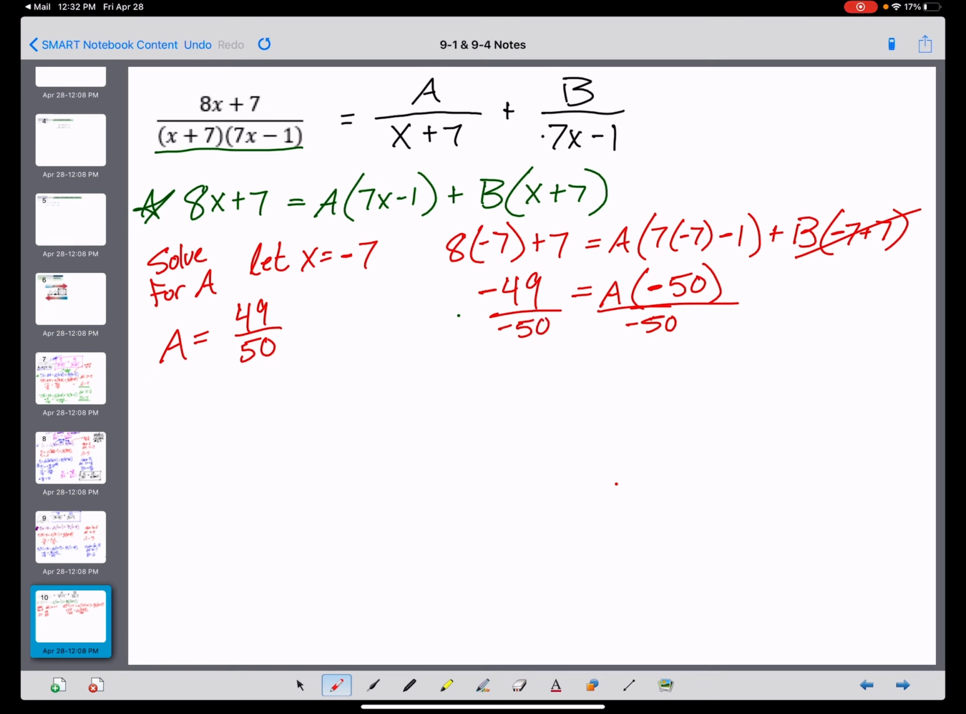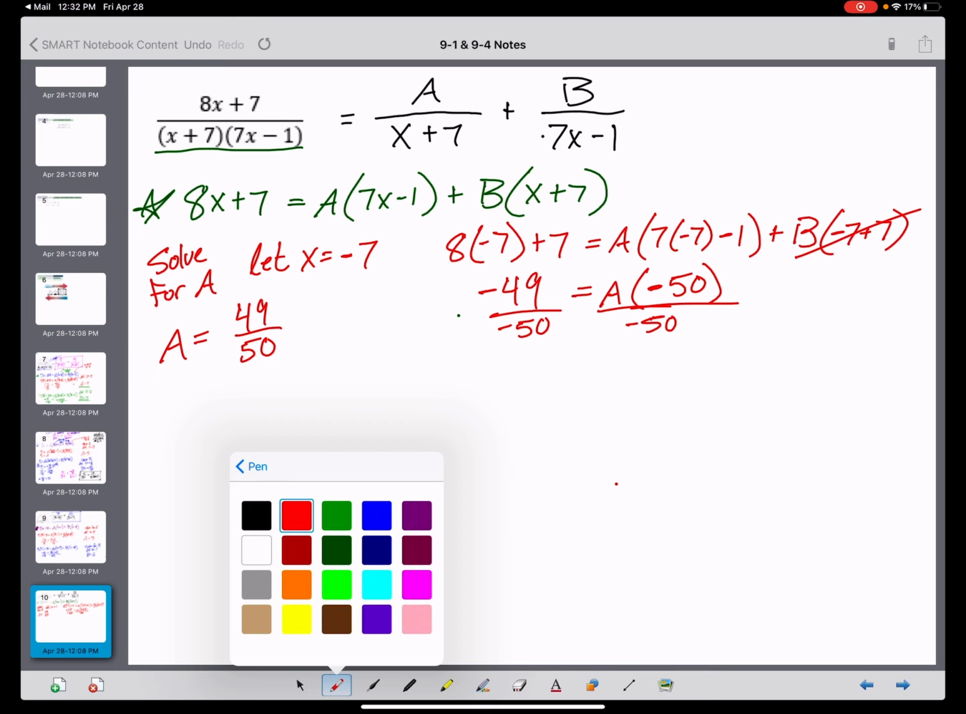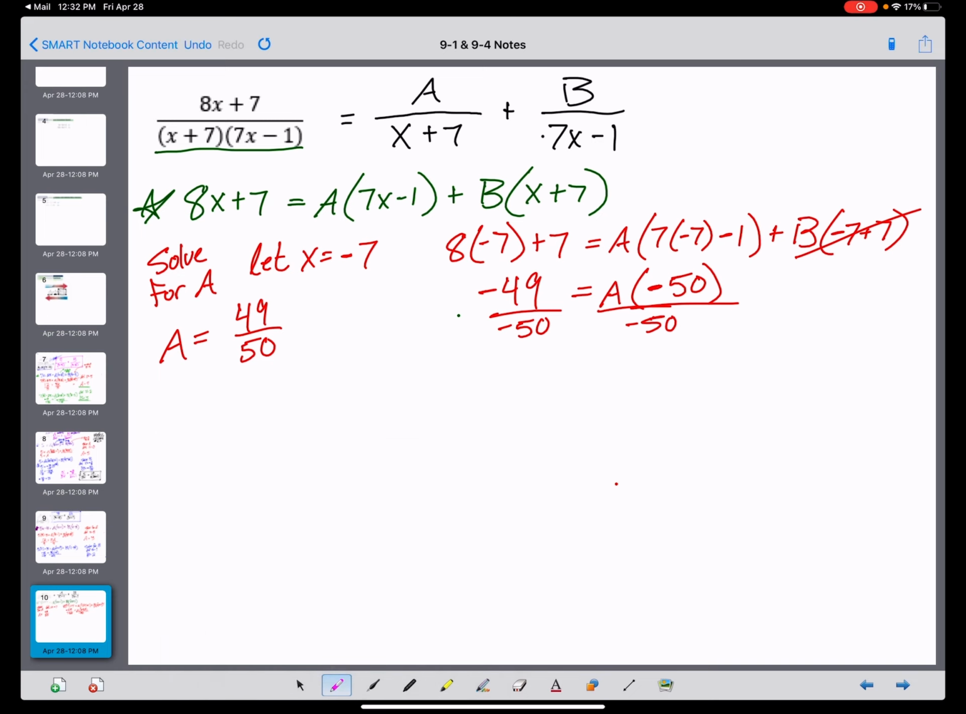Okay. On to the next. If we want to solve for B, we let x equal, now think about it. I got that 7x minus 1. If you set that equal to 0, then x would equal 1/7. Right?